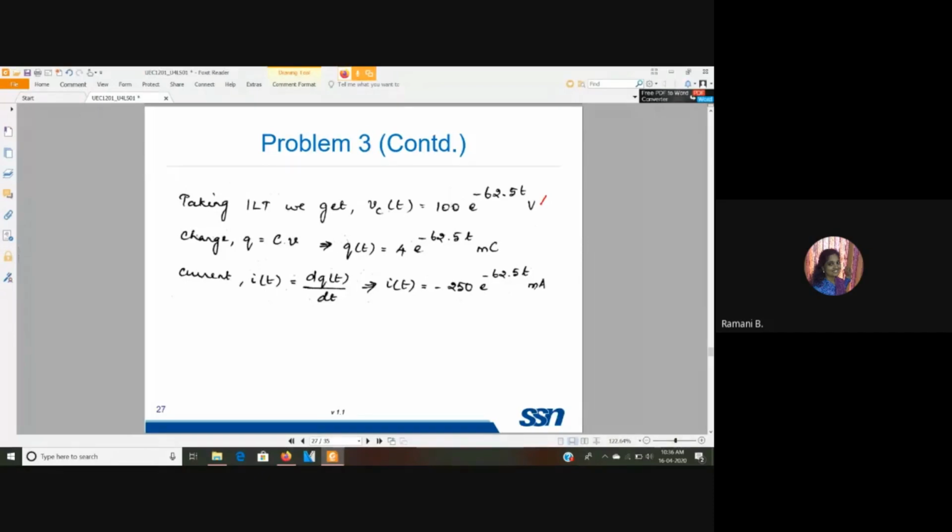You have to find charge Q and current I. Finding the charge, Q is equal to CV. This you all very well know. With respect to that, C is given as 40 microfarad, and multiplying with this VC, you will be getting Q of t to be 4 into e power minus 62.5 t millicoulomb, and current can be given as the rate of change of charge. So you can give it as dq by dt. With that you get I of t to be minus 250 e power minus 62.5 t milliamps.